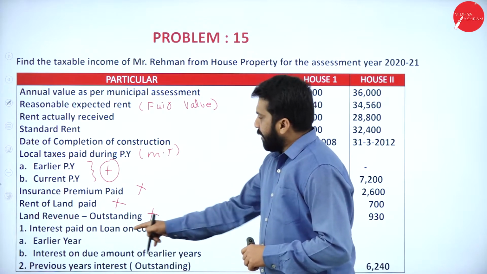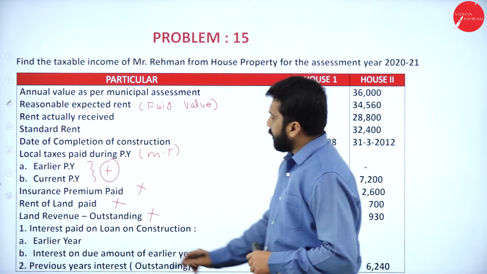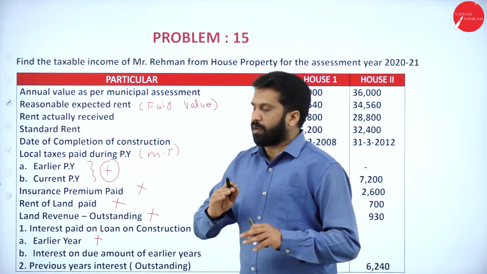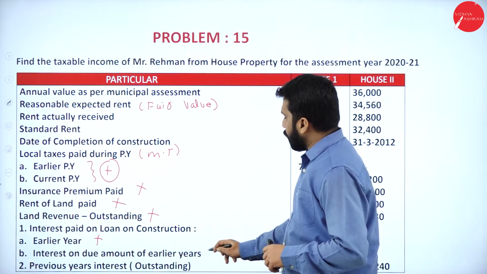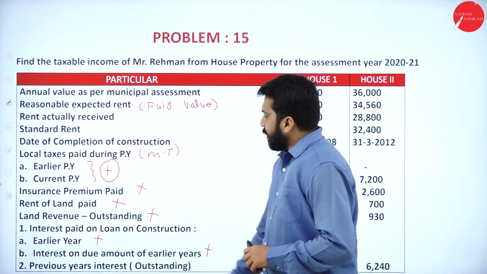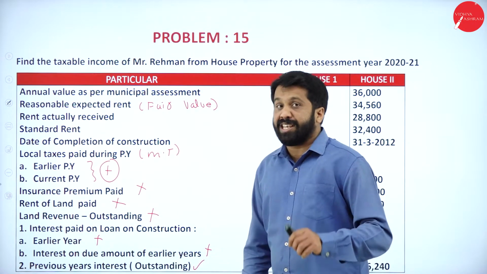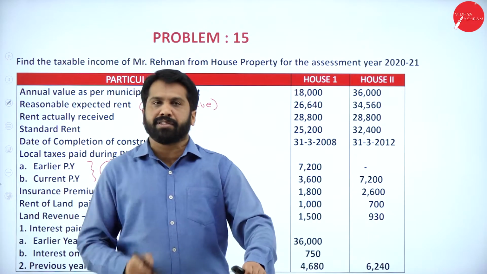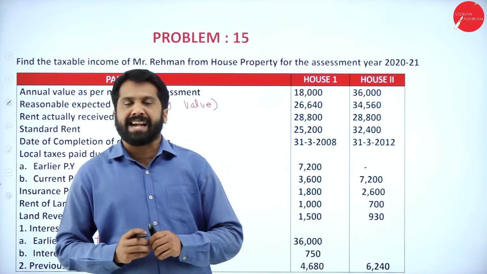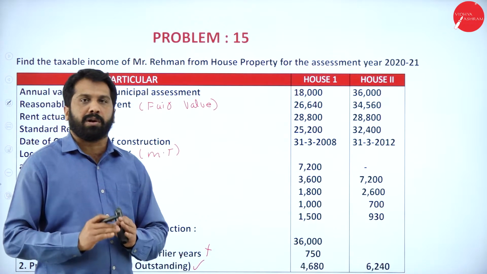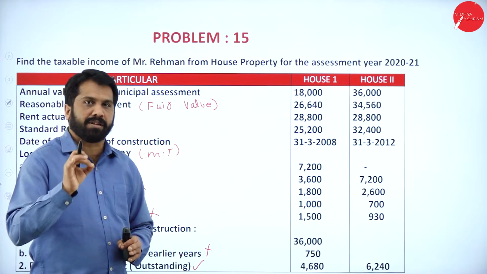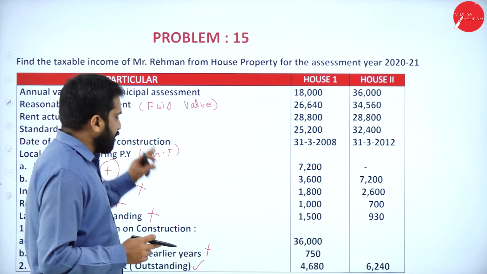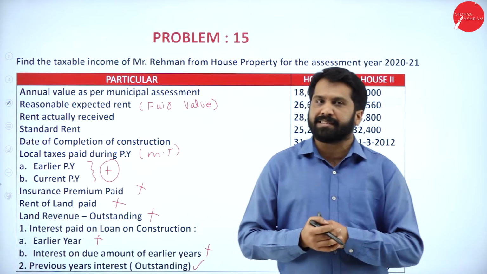Then, interest paid on loan on construction, earlier years we will not consider. As I told you, earlier years we will not consider. Interest on due amount of earlier years we will not consider. Previous year, yes, we will consider. Even though it is outstanding, we will consider. Even though you have not paid interest, we will consider. That is in taxation, whether you have paid or not. If previous year interest is due, then you have to consider it for your tax purpose. Clear? Yes. This is all your calculation. I'll go for the answer directly.